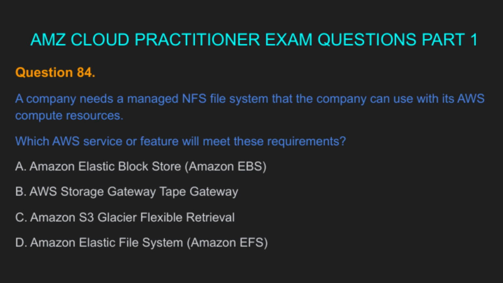Question 84. A company needs a managed NFS file system that the company can use with its AWS compute resources. Which AWS service or feature will meet these requirements? A. Amazon Elastic Block Store, Amazon EBS. B. AWS Storage Gateway Tape Gateway. C. Amazon S3 Glacier Flexible Retrieval. D. Amazon Elastic File System, Amazon EFS. The answer is D. Amazon Elastic File System, Amazon EFS.